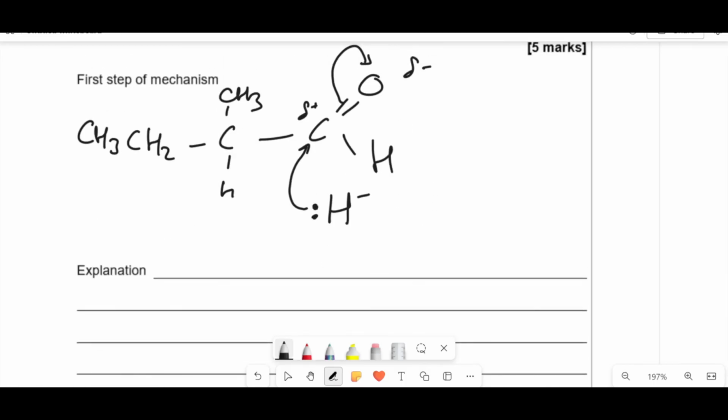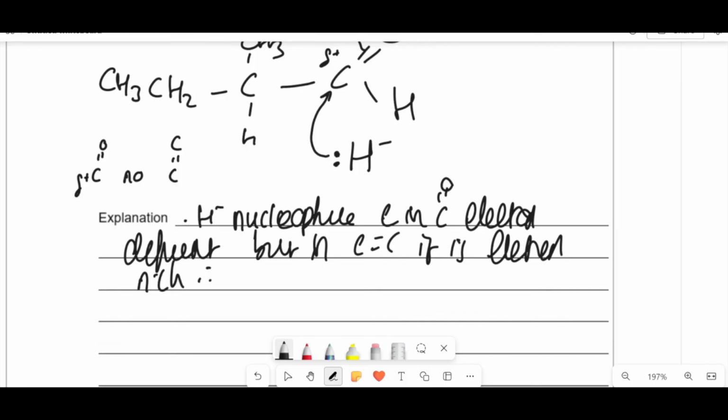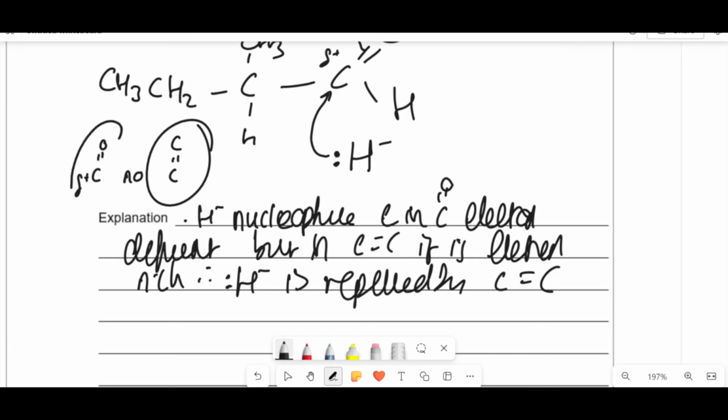We need to figure out why, for some reason, it's going to go for the C double bond O, but not a C double bond C. The only difference between these is O versus C. So that means that this has to be electron deficient, and that's what's attracting the nucleophile, because that's the whole reason it's going there. So that's what you'd say. H- is a nucleophile. The C in C double bond O is electron deficient, but in C double bond C, it is electron rich. Therefore, the H- ion, well, that still doesn't explain why it's not going for that. It's actually because it is repelled by the C double bond C. There are so many electrons, so nicely, beautifully dense here. It's not going to actually go for this, and instead attacks this instead.